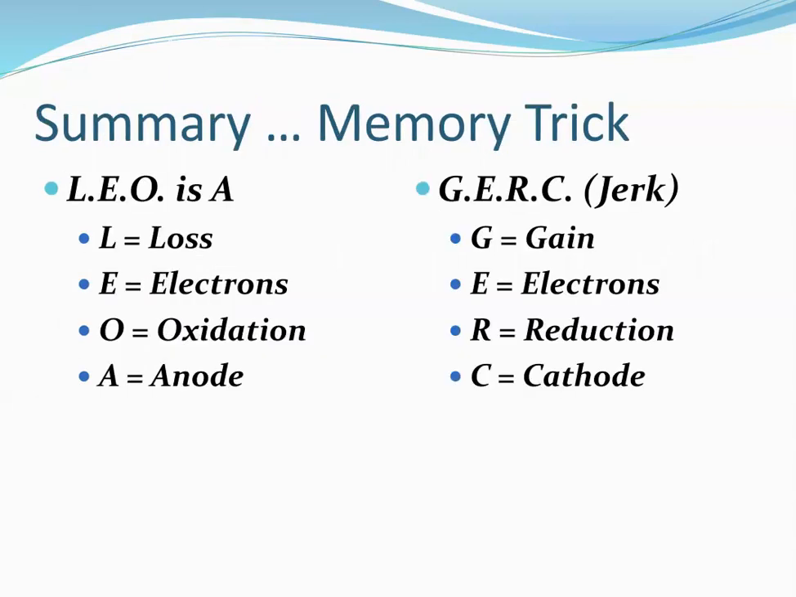To help you remember the two types of electrodes, we can adjust our "Leo the lion says grr" to "Leo is a jerk." This will help us remember where in a half cell the oxidation and reduction half reactions take place.